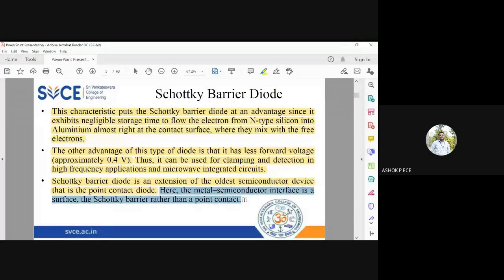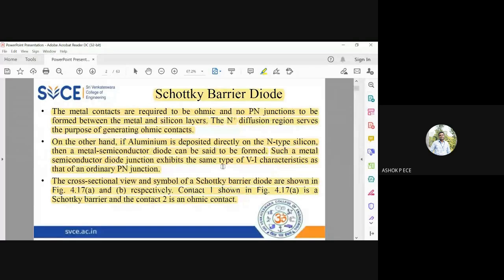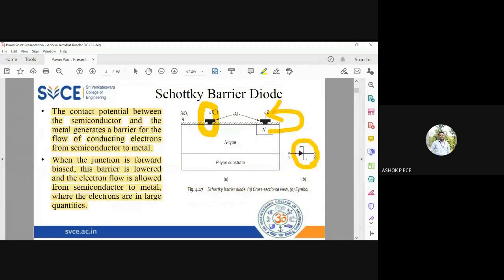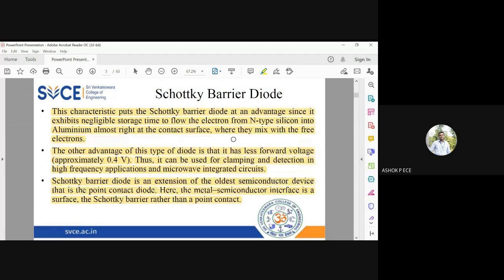So in the diagram I showed you, we have 1 and 2. 1 is the Schottky barrier contact. 2 is the ohmic contact. The ohmic contact is making an interface with the entire N plus region, so it is a surface level contact. But the Schottky barrier contact, represented by terminal 1, makes contact with the N-type region only at this point, whereas here it makes contact with the N plus region fully. So that's what they have said here. The metal semiconductor interface is a surface, whereas the Schottky barrier is rather a point.